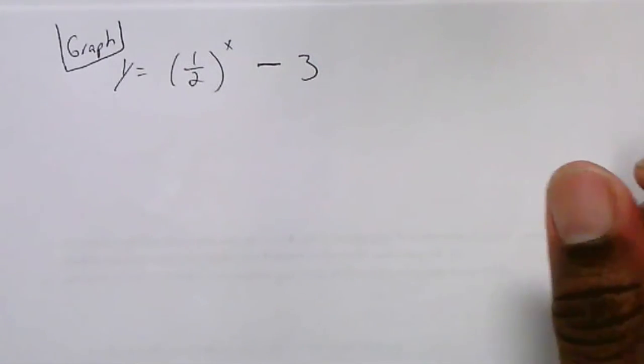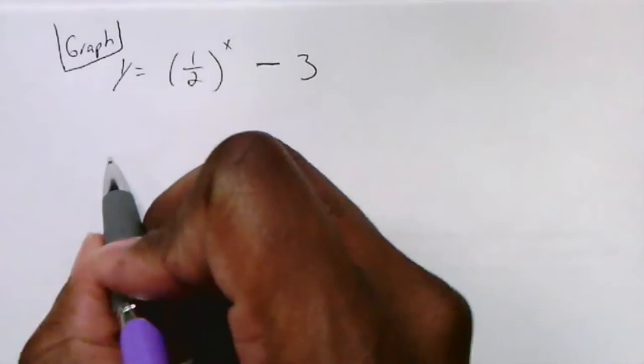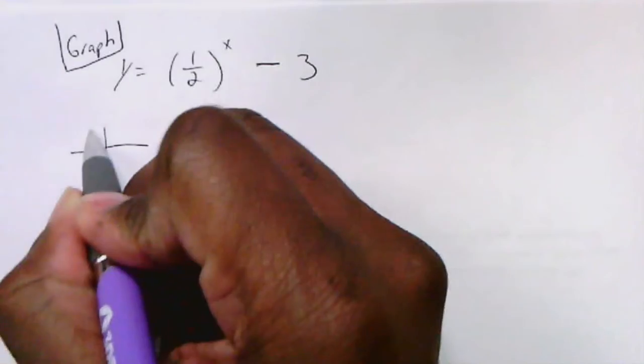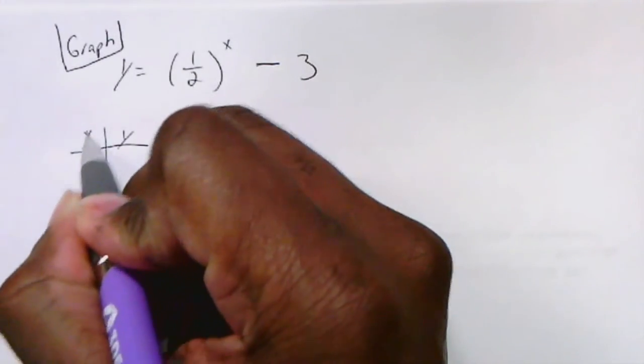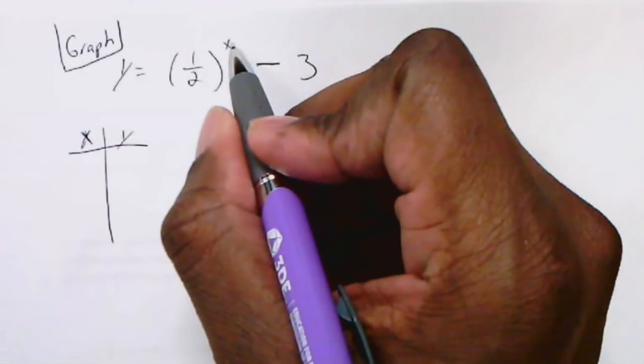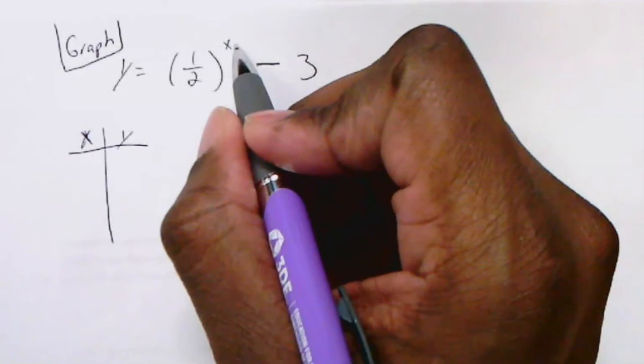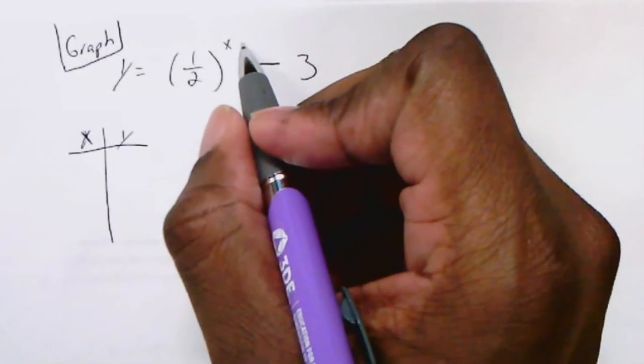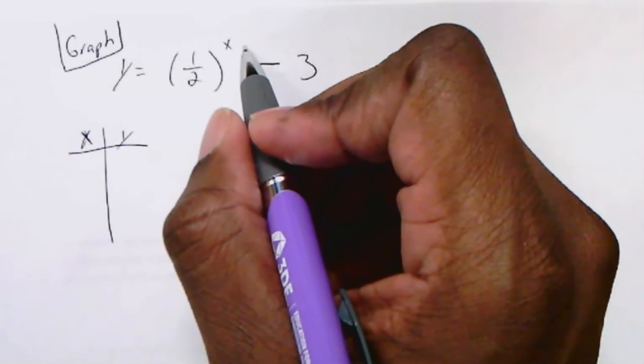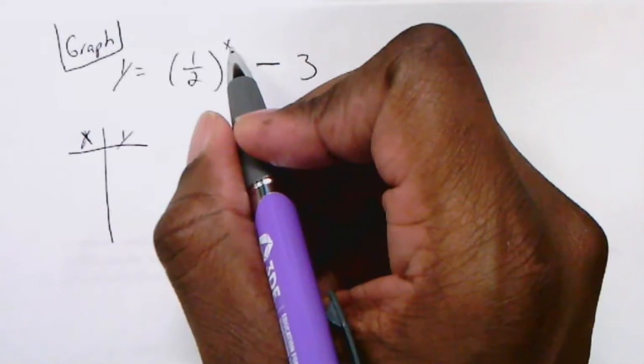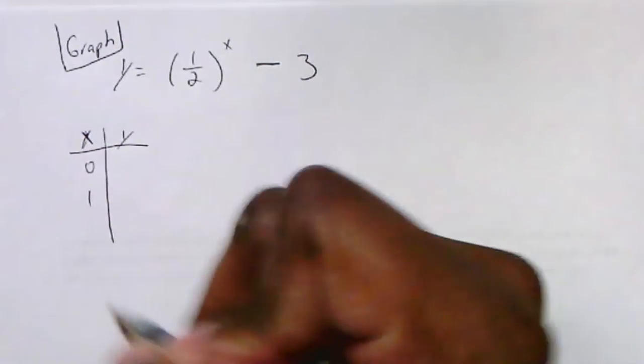Alright, here's a new one. It says graph this function. So we can start with the same thing. We'll start with the table of values. The only time you have to set this part equal to 0 is if you have some number being added to the exponent. You don't have any numbers being added to the exponent, like in the previous example. So now I can just set my x values to be 0 and 1.